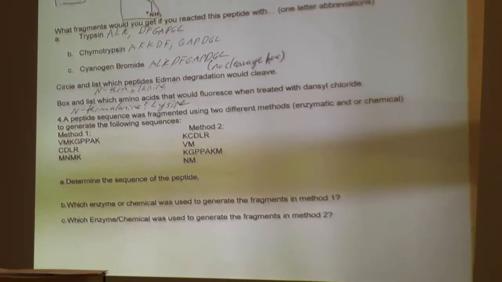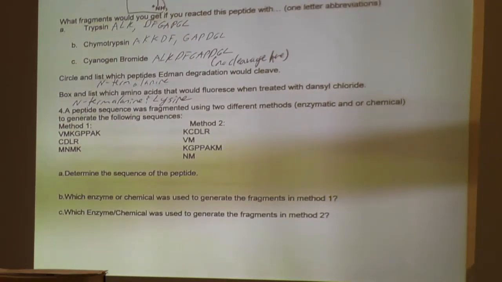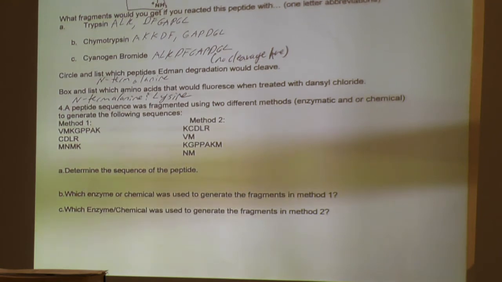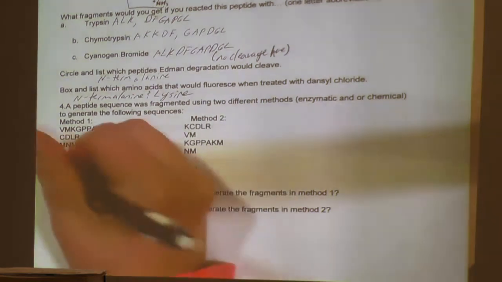Now we're on to number 4 of the written responses. So a peptide sequence was fragmented using 2 different methods to generate the following sequences. Determine the sequence of the peptide. You guys remember how to do that, right? Okay, so you know it starts with VM. Does everybody agree with that? I know I do. So VM.